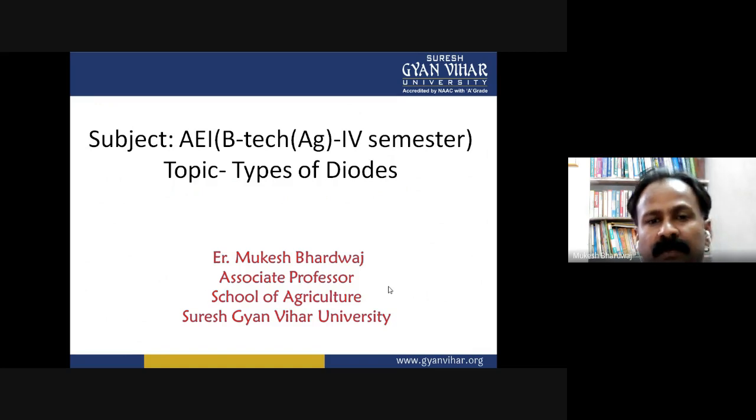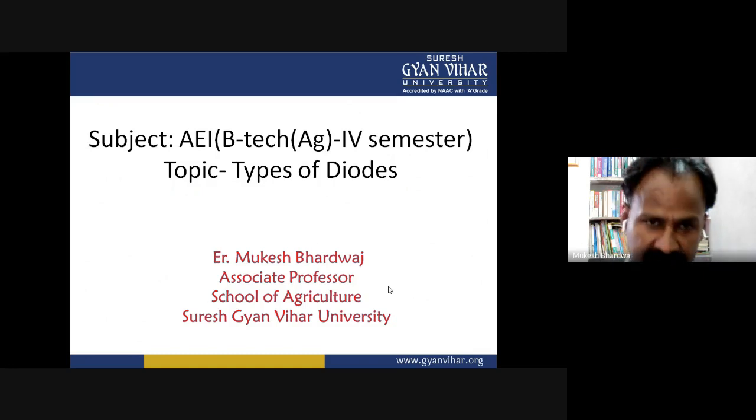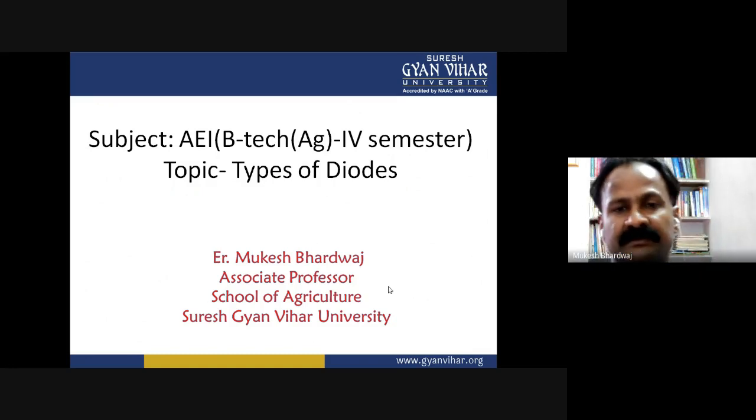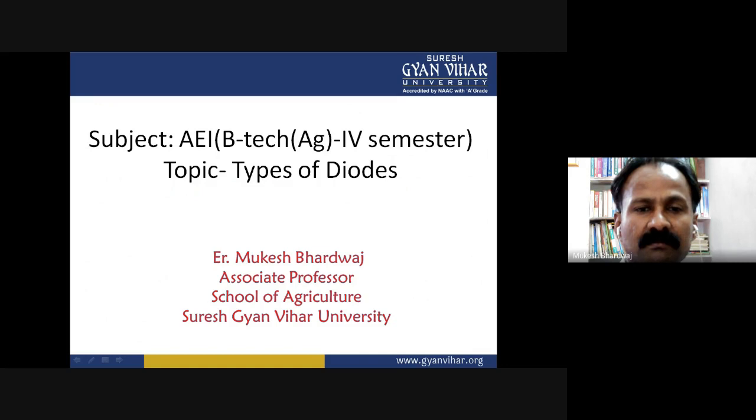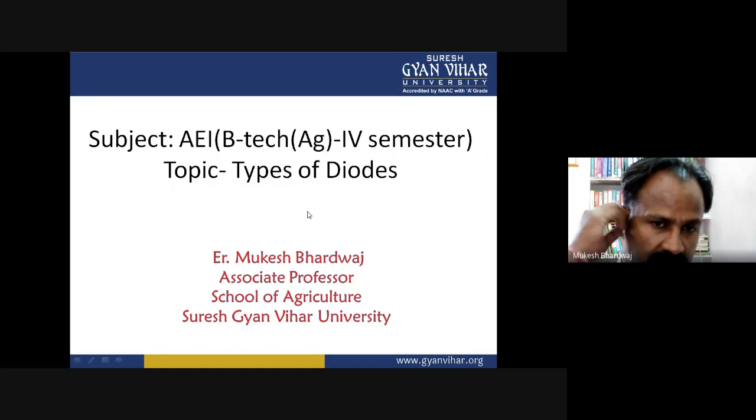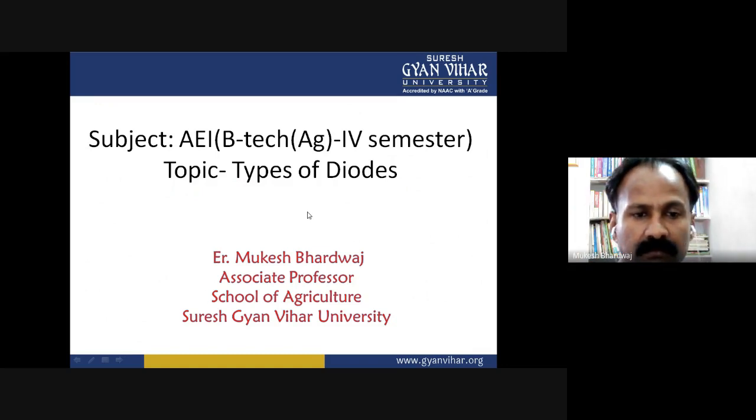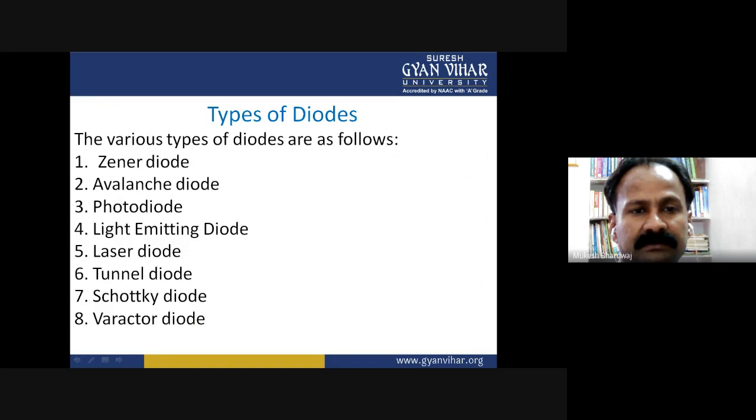Now we are going to start with the new topic, that is types of diode. Subject: applied electronics and instrumentation, BTech Agriculture, fourth semester. These are the various types of diodes: Zener diode, avalanche diode, photodiode, light emitting diode, laser diode, tunnel diode, Schottky diode, and varactor diode.